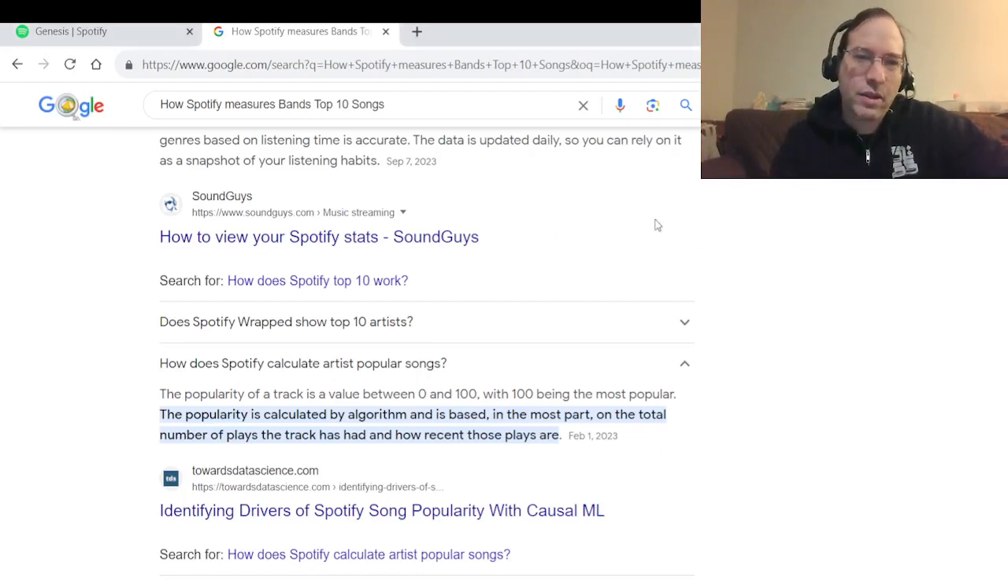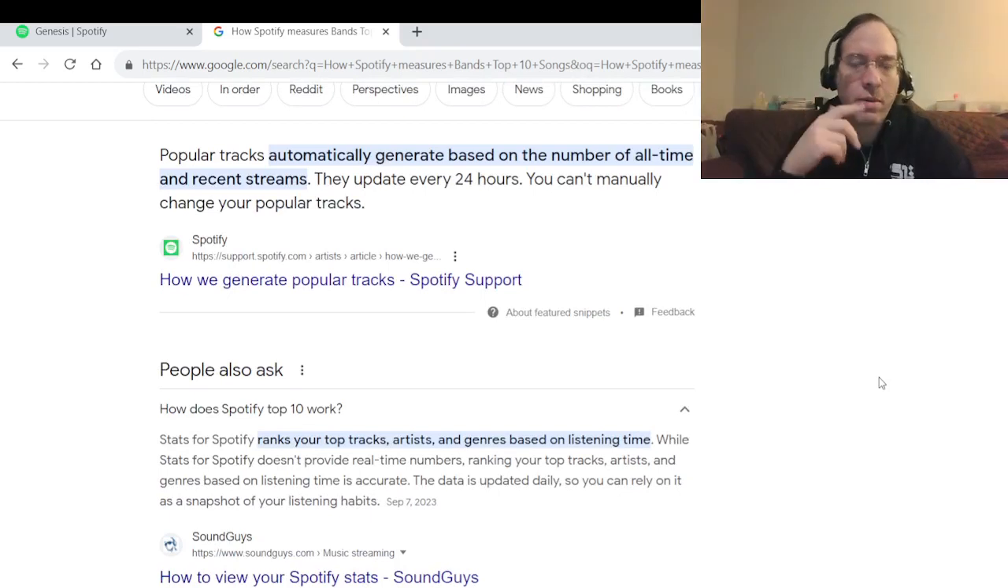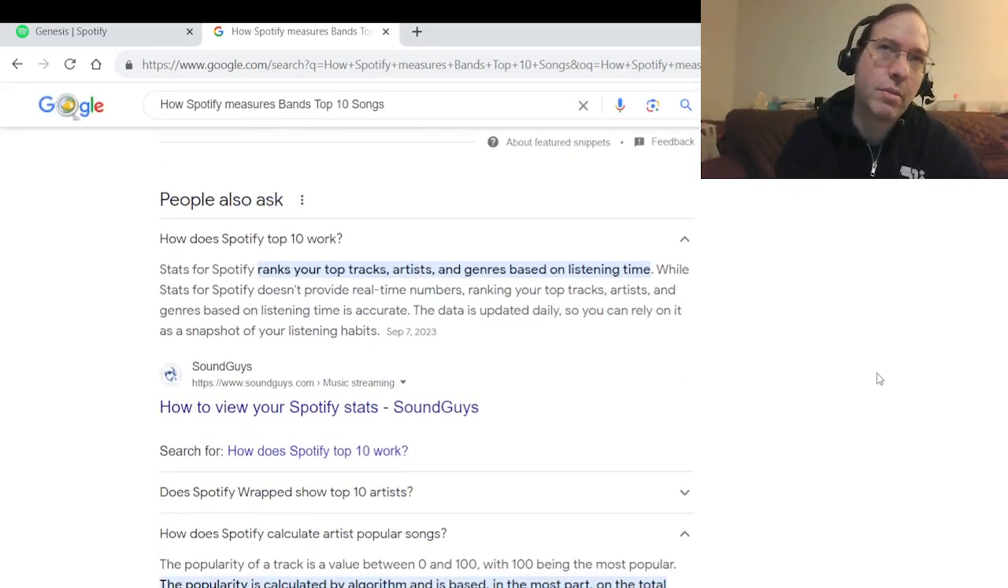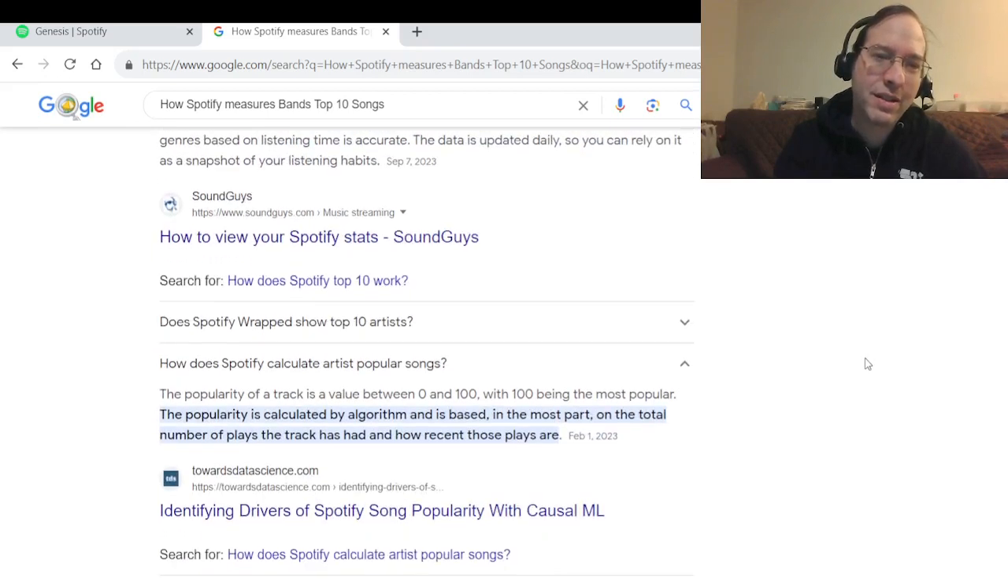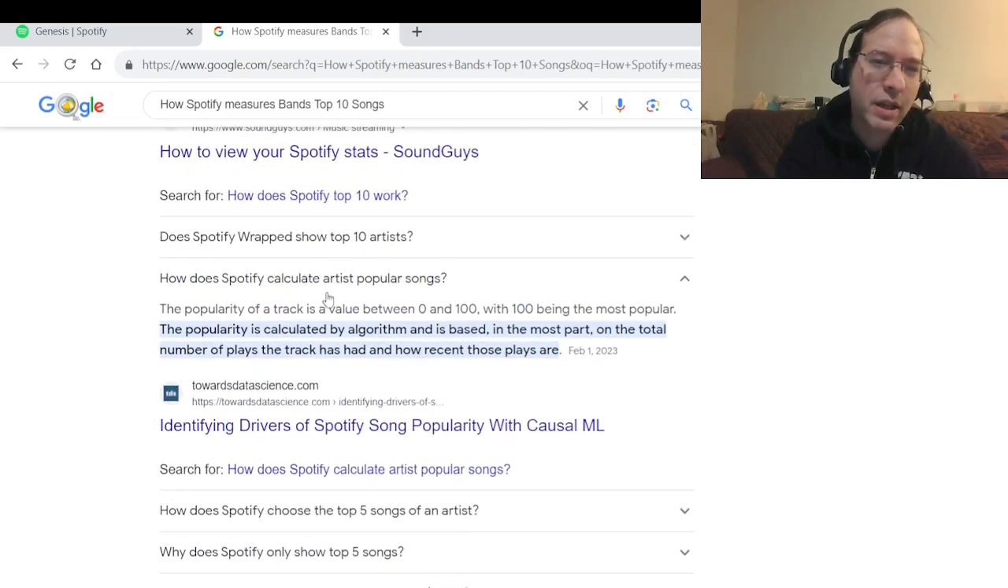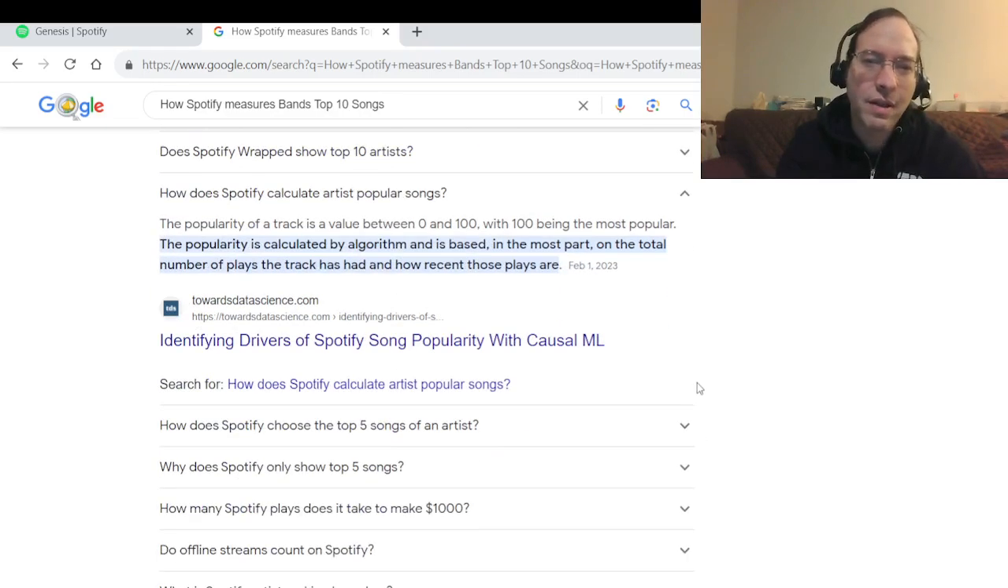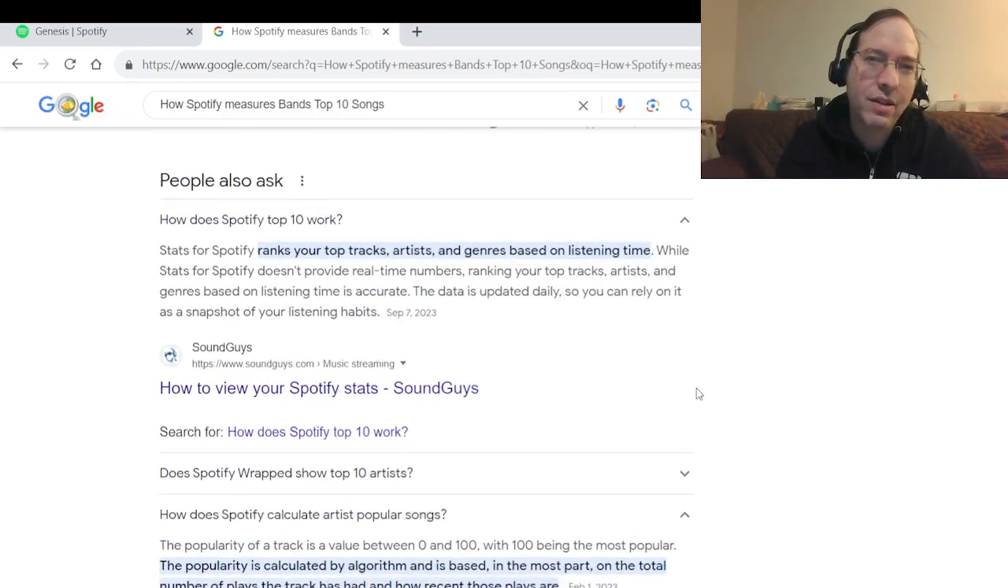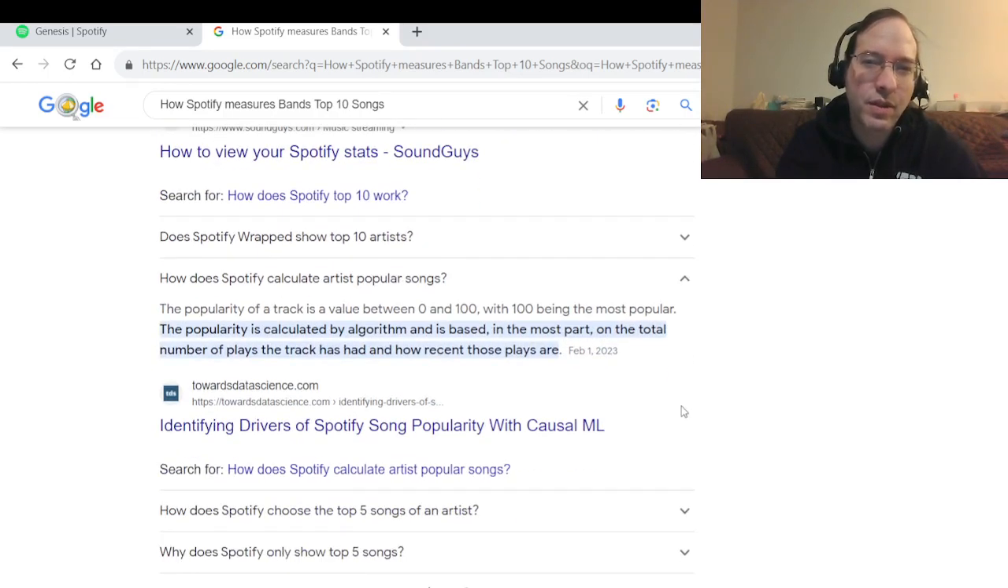I was just doing a little more research in the video I posted yesterday about Rush. I wasn't looking at artists, I was looking at individuals. But these two parts of the Google search I didn't look at yesterday tell more. How does Spotify calculate artists' popular songs? The popularity of a track is a value between 0 and 100, with 100 being the most popular. Popularity is calculated by an algorithm and is based for the most part on the total number of plays the track has had and how recent those plays are. So recency really does factor into what shows up on those top 10 lists of songs.